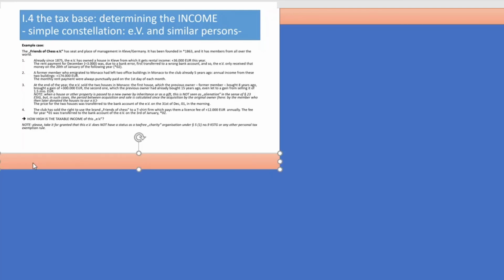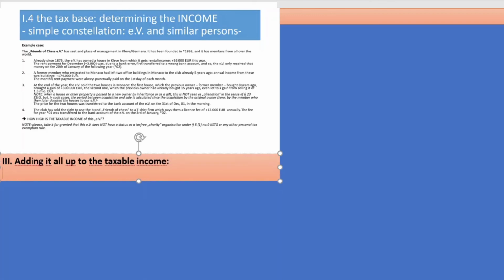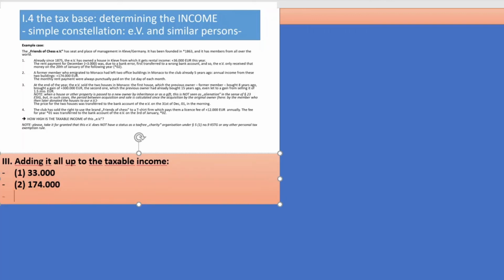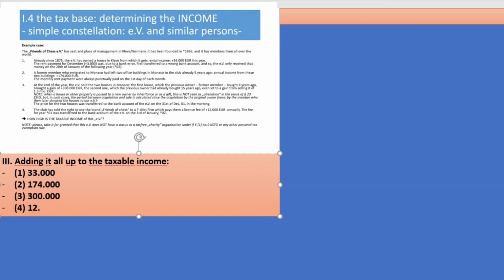Yeah. Now we have, ladies and gentlemen, just to finish the case, probably entry number 3, adding it all up to the taxable income. That would be here from event number 1. We had 33,000 euro. From event number 2, we had 174,000 euro. That was given. From event number 3, we had a taxable amount of 300,000 only. And now we have from event number 4, 12,000.